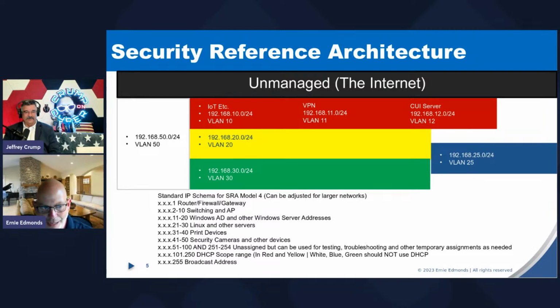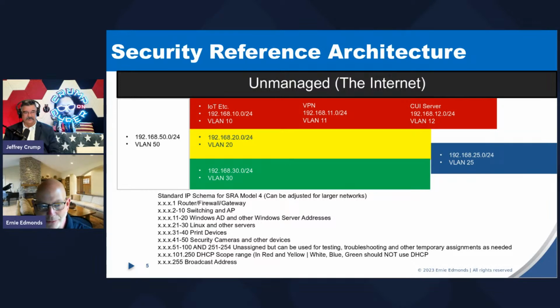So the router, firewall, gateway, it's always .1. Some people use .254, or whatever that looks like for the masking that they're using. 2 to 10 is switch and AP, so the IP addresses for the switches, the access points, things like that will be 2 to 10. Active Directory and other Windows addresses are going to be 11 through 20. 21 through 30 is Linux.